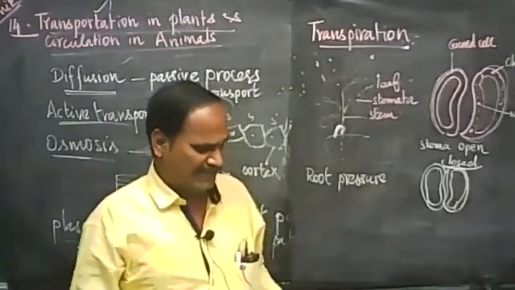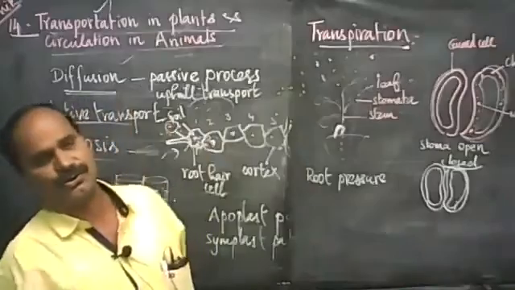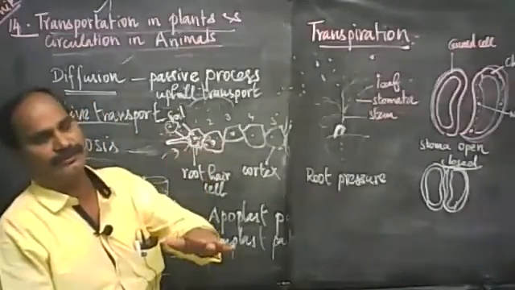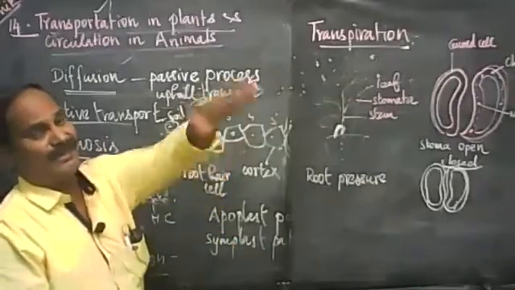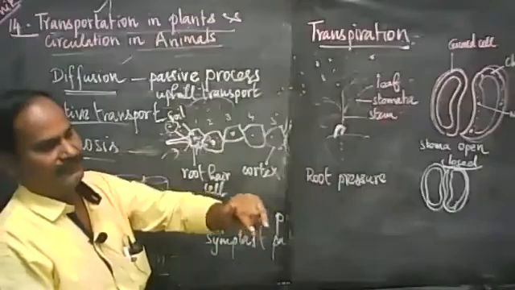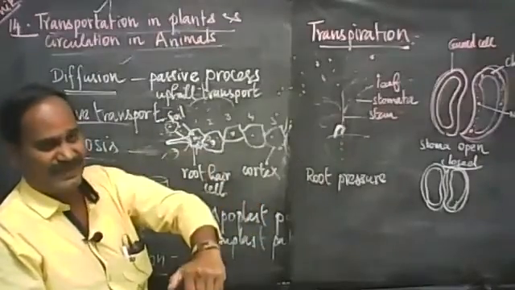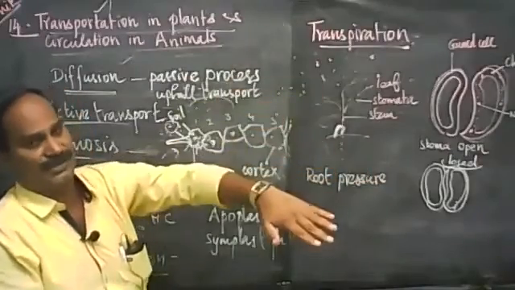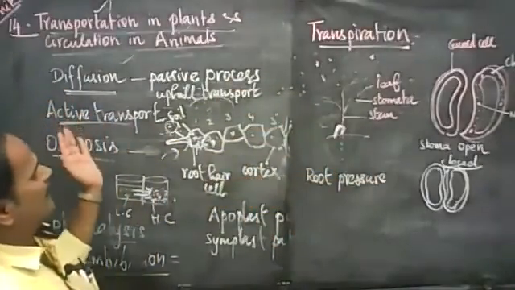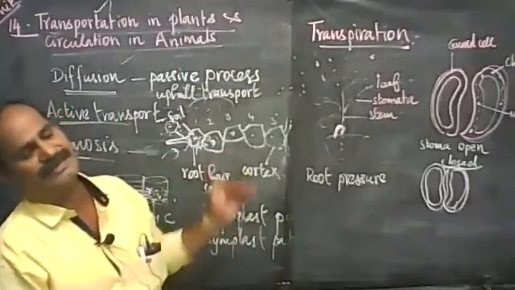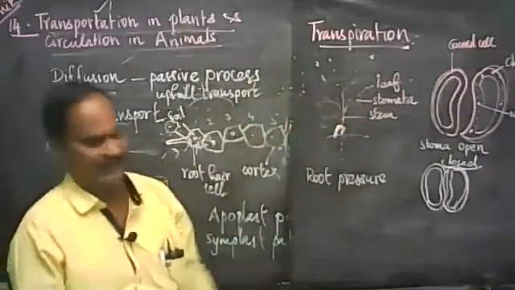Most minerals enter the root by active transportation only, from low to high concentration. Here the transport process will occur against the concentration gradient by utilization of energy.